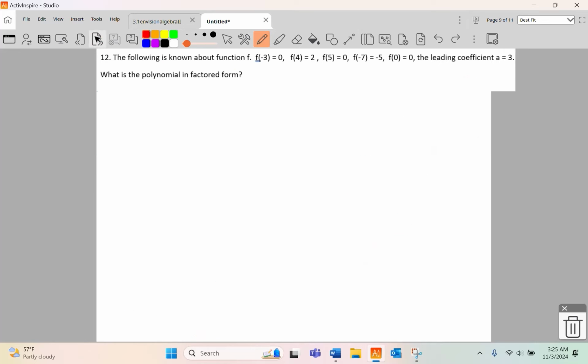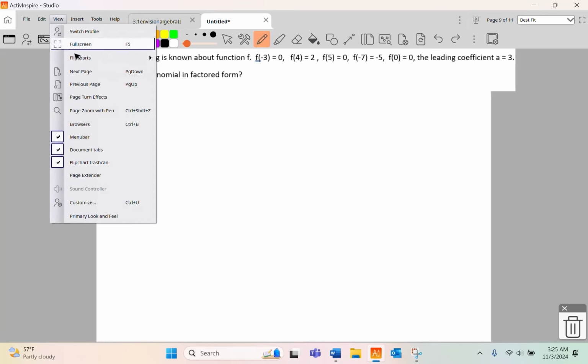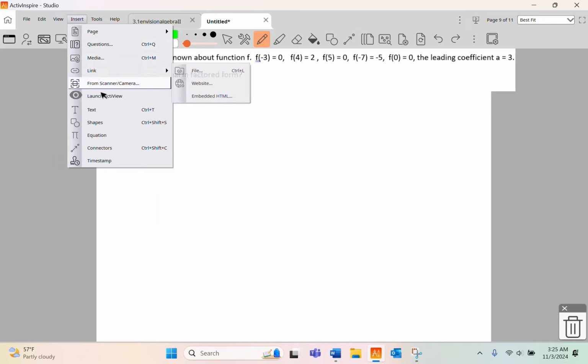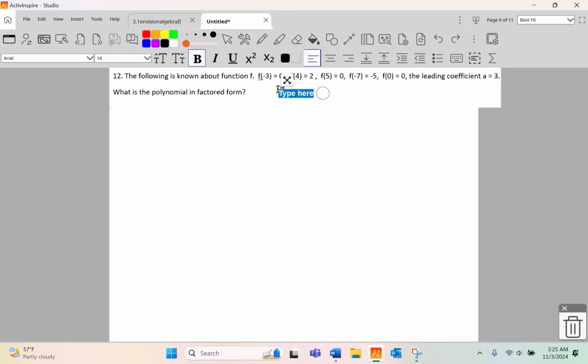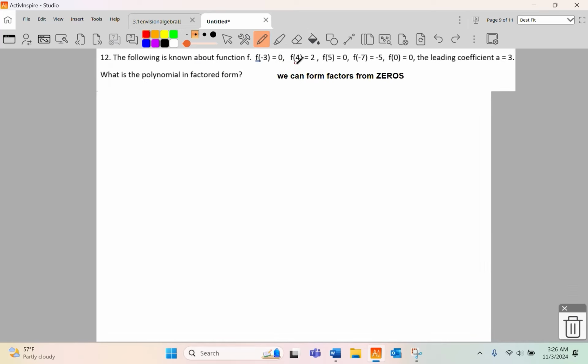Number 12. The following is known about function f. f of negative 3 is 0. f of 4 is 2. f of 5 is 0. f of negative 7 is negative 5. f of 0 is 0. So this does bother some kids, but we can form factors from zeros. So I'm just going to go ahead and throw this guy away because it's not a zero. I'm going to throw this guy away because it's not a zero.